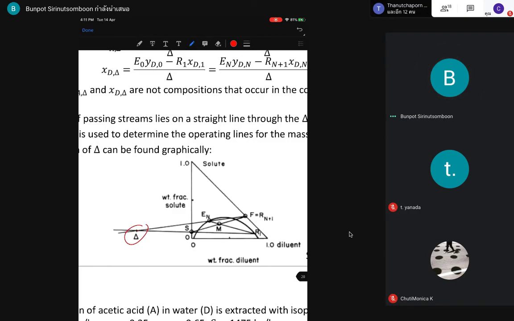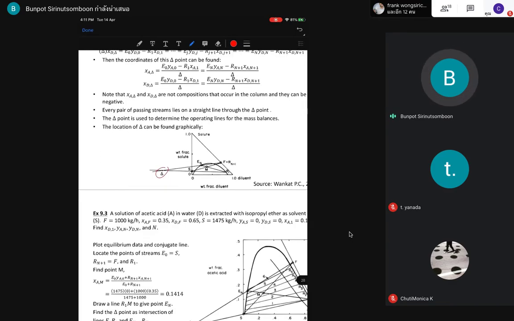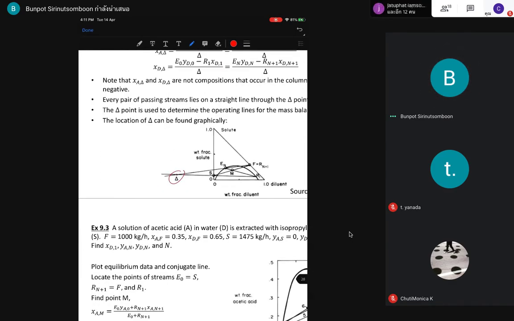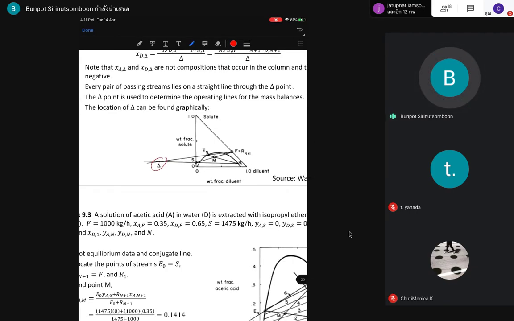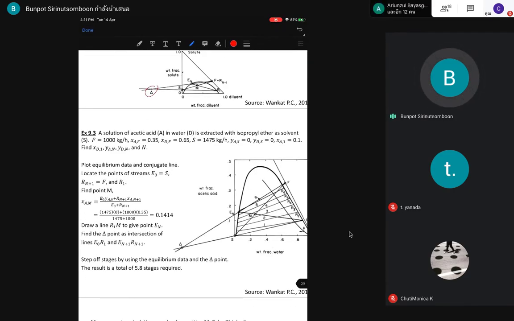So this delta point here, and from this delta point, you can find the number of stages. Let me show you this example here. Again, let me go over the details.